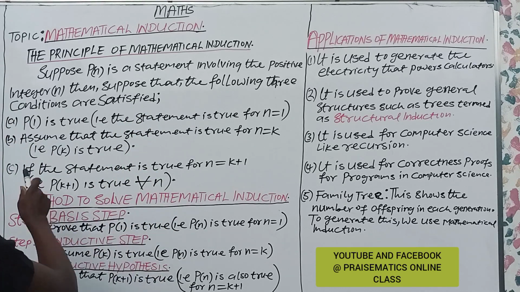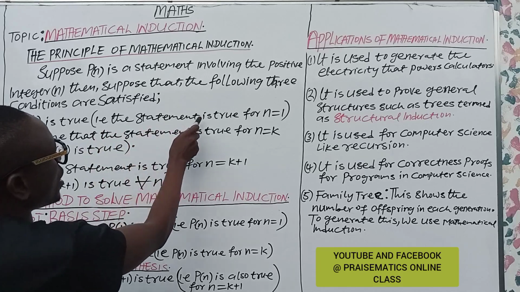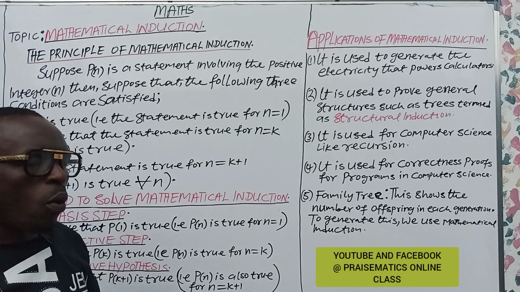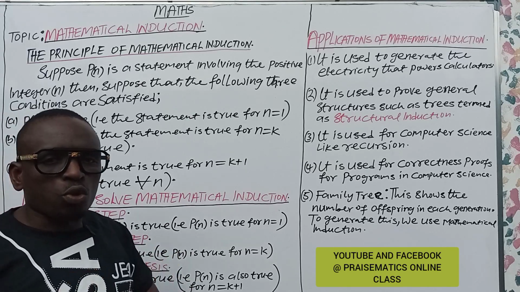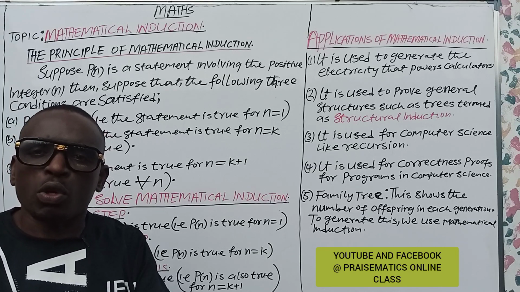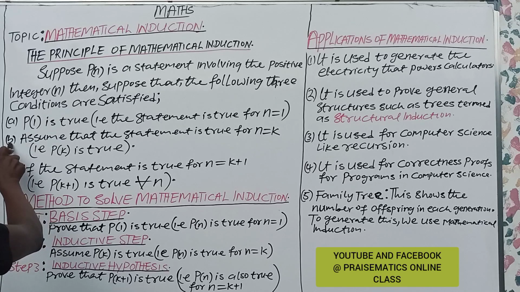A. P of 1 is true. That is, the statement is true for n equals 1. The following statement for n equals 1 is also true.